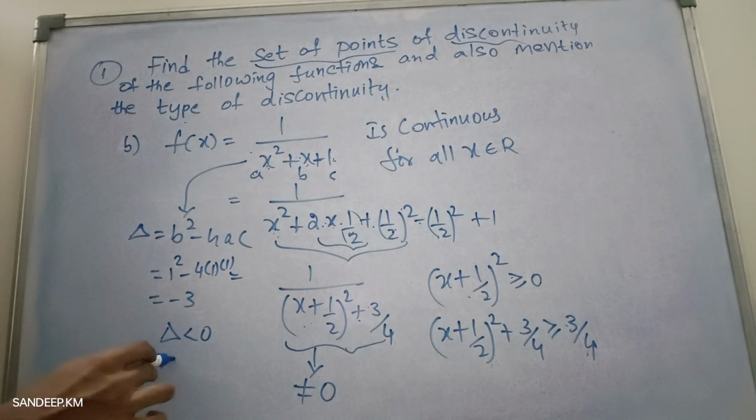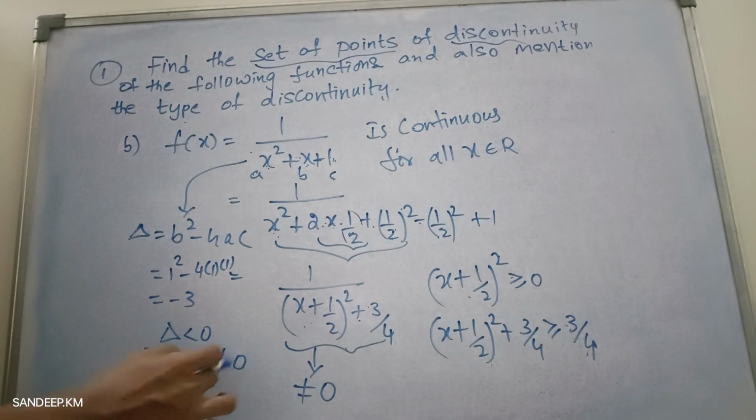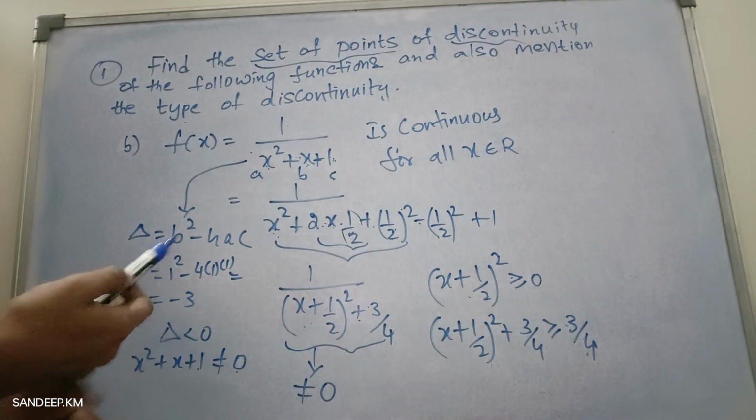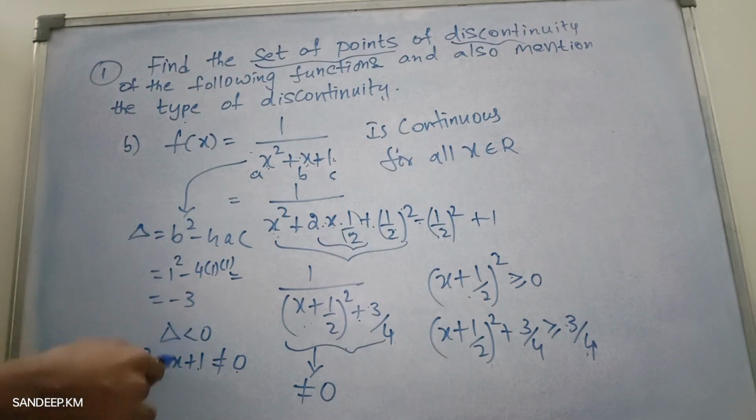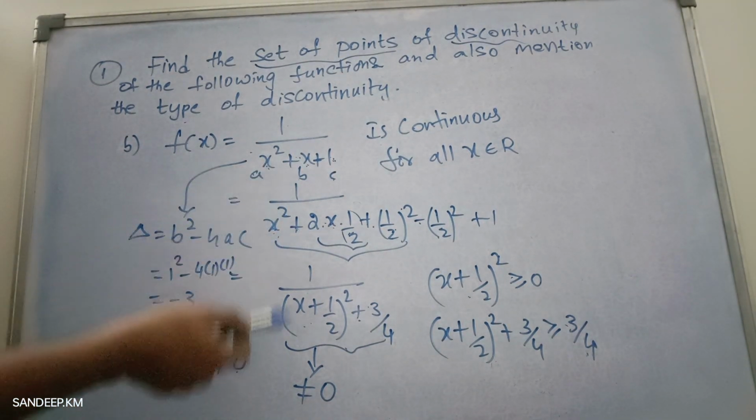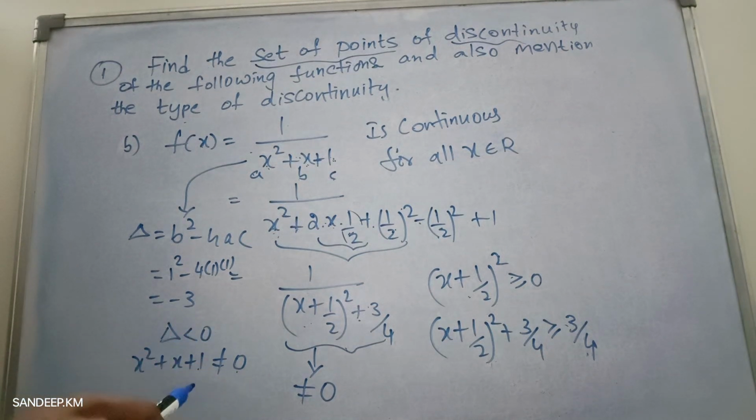If you have completed the quadratic equations chapter, you will understand that since delta is less than 0, x square plus x plus 1 cannot be equal to 0. It does not have any real roots. x square plus x plus 1 is equal to 0 for no value of x, which means x square plus x plus 1 cannot be 0. That's it. We can decide like this directly by using discriminant. Or else you can do it like this. I hope you understood why this function is continuous at all x belongs to R.